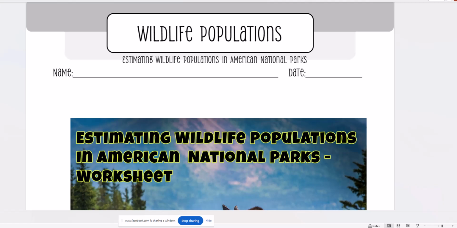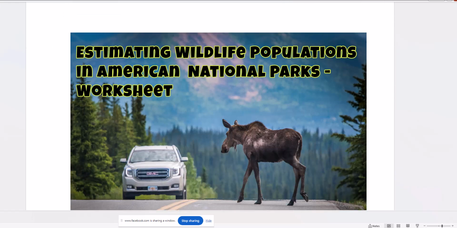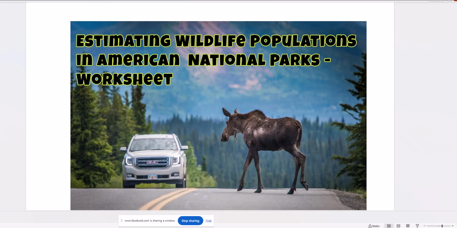Today we're going to do some wildlife population estimating. We are going to be estimating wildlife populations in American national parks. And it's a worksheet. You can download the worksheet from my Facebook.